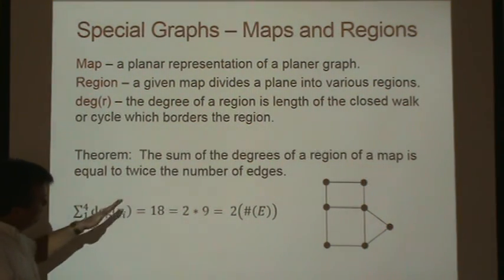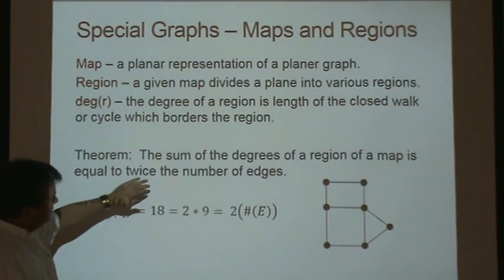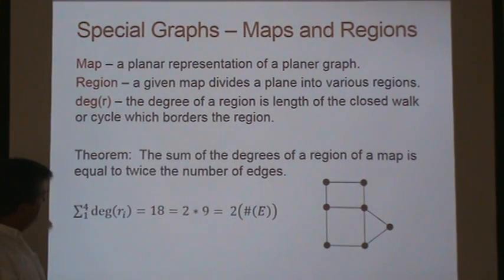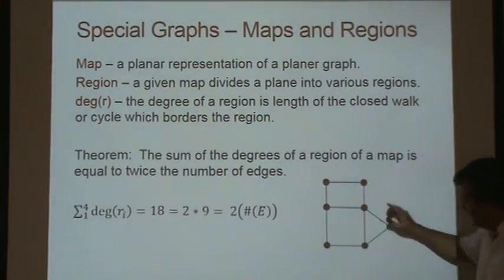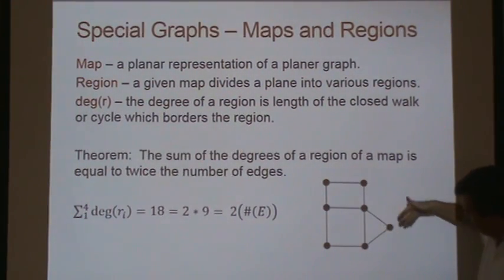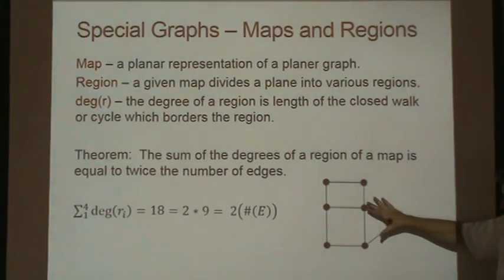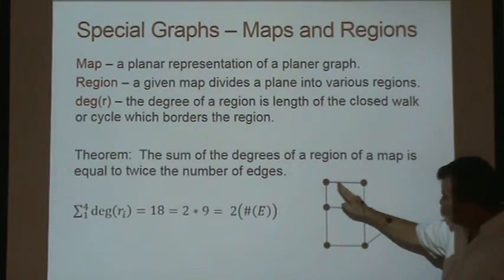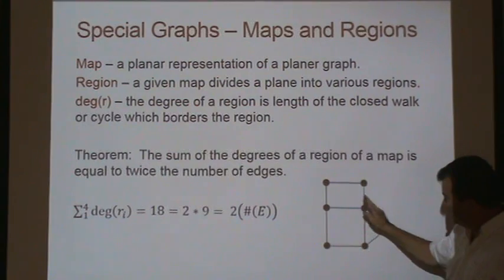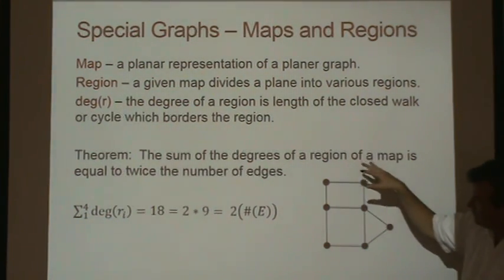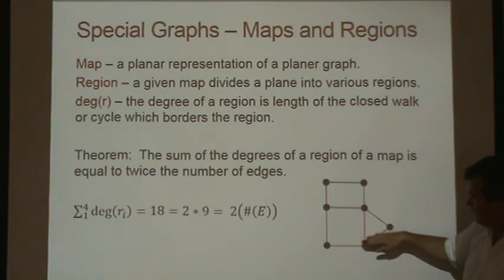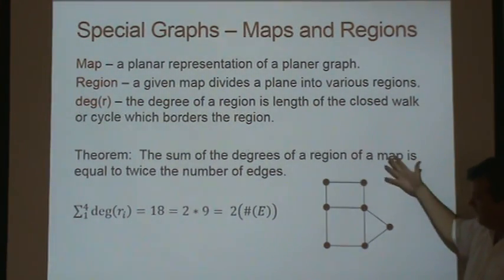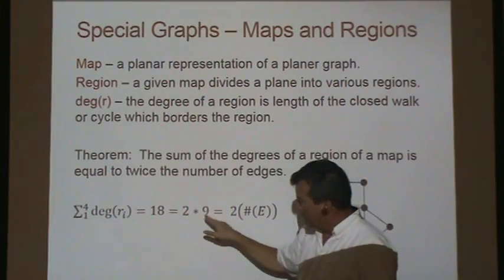So, one theorem in planar graphs: the sum of the degrees of the regions of a map is equal to twice the number of edges. So let's take this as an example. This graph has 1, 2, 3, and then the outside is really a fourth region. So this is a graph with 4 regions to it. And it has 1, 2, 3, 4, 5, 6, 7, 8, 9 edges. So this theorem is basically saying the sum of all the regions of a map is equal to twice the number of edges. So we have 9 edges, that's really 18, 2 times 9.